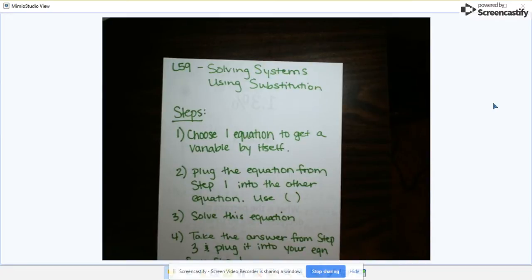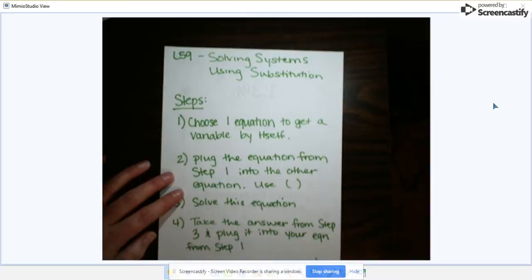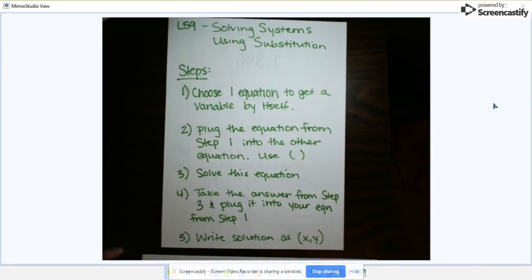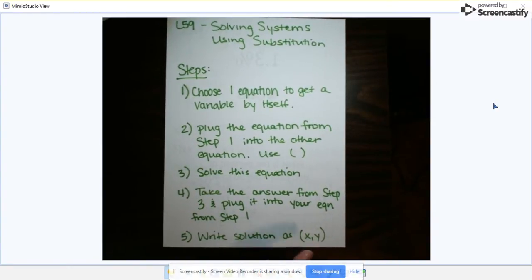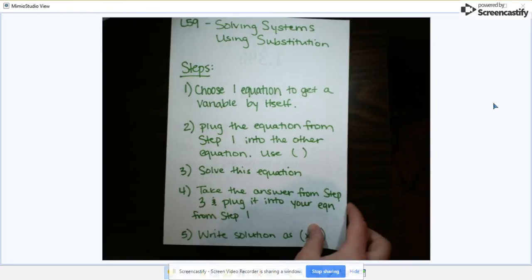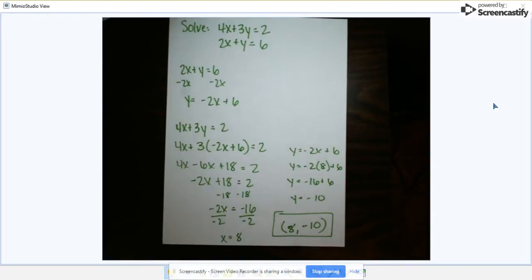And then our fourth step, we're going to take the answer from step 3, and we're going to plug it back into our equation from step 1. That will give us our solution that we write as x comma y. So keep these steps in mind. We'll go through this example together, which will help.